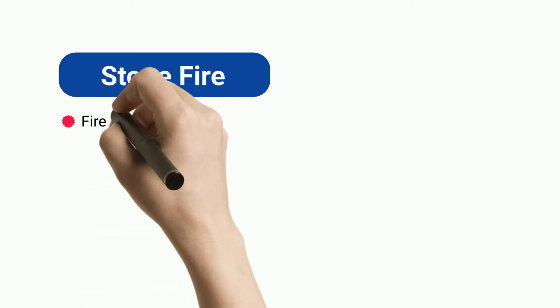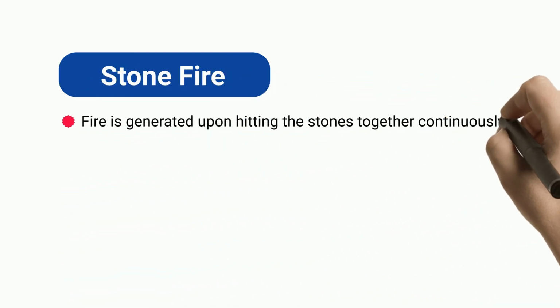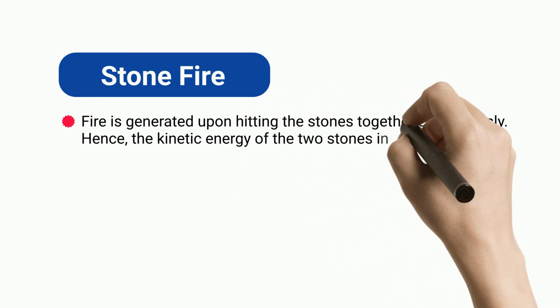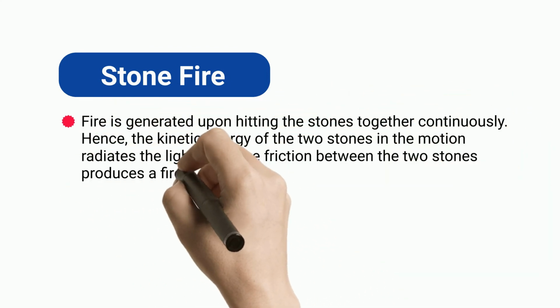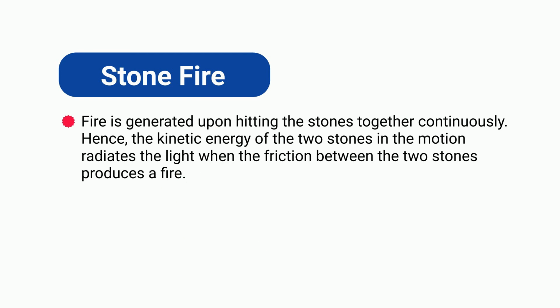Stone fire. Fire is generated upon hitting the stones together continuously. Hence, the kinetic energy of the two stones in motion radiates light when the friction between the two stones produces a fire.